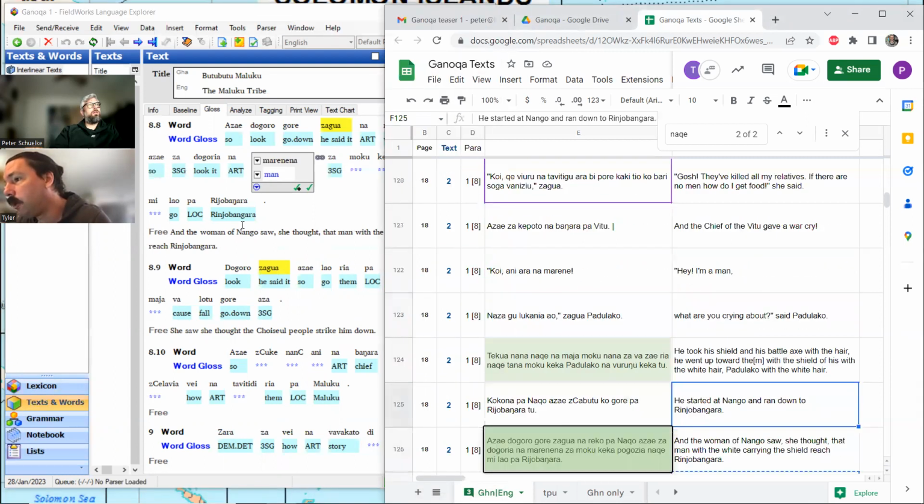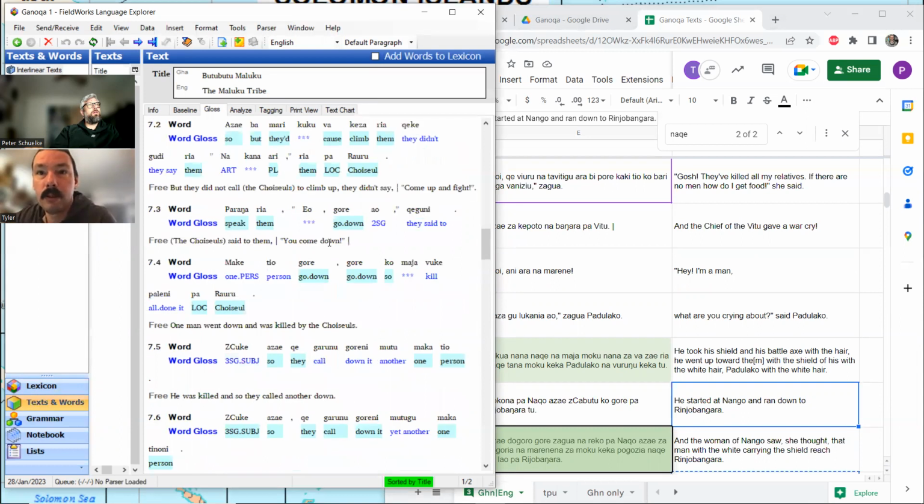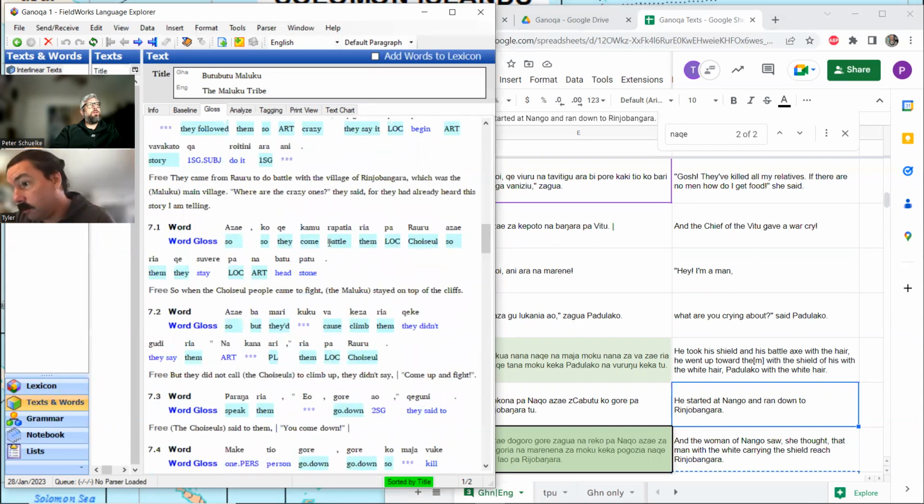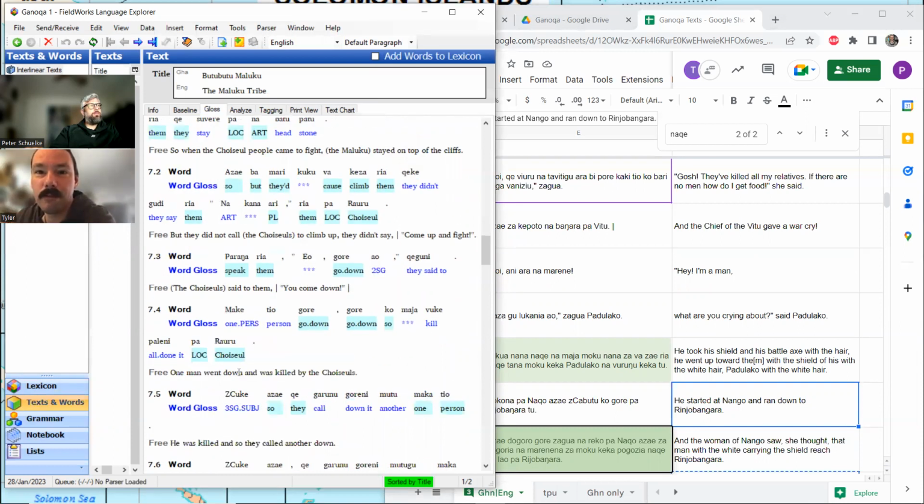Koreko manja huke palini parauru. One man went down and was killed by the Choizels. Beginning of 7? No. After that. No, right after that, 7-4. He's killed by the Choizels. I think here I think it's axe. I think there's cultural knowledge that you're killing people, that axing is killing people, and axe may be a preferred weapon in this range.